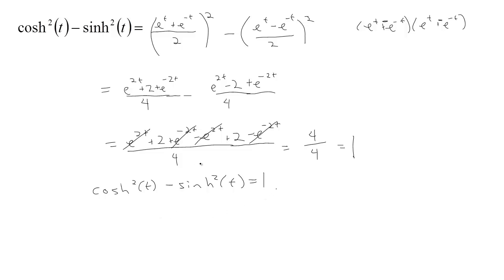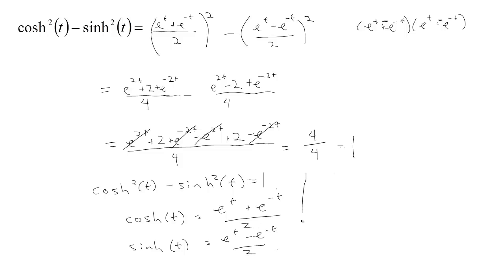So those should be maybe the three things that you definitely learn from this section. The definition of the cosine is e to the t plus e to the negative t all over 2, and the definition of the sine is e to the t minus e to the minus t over 2.